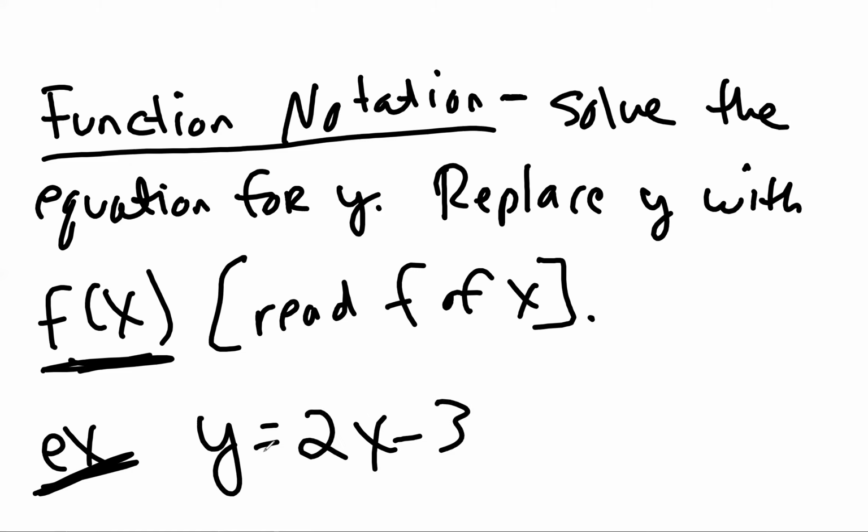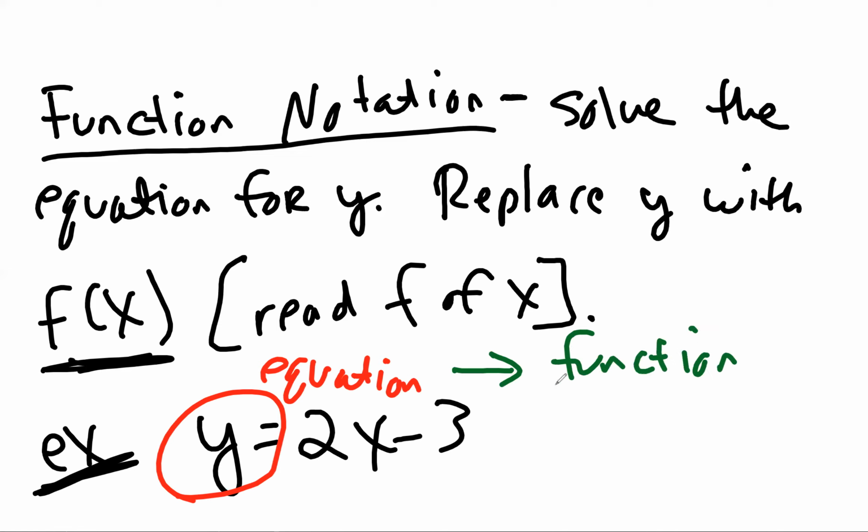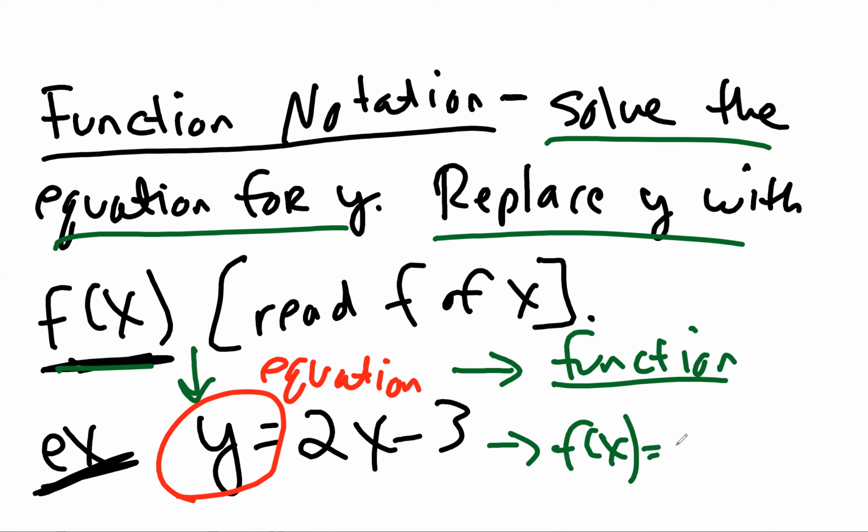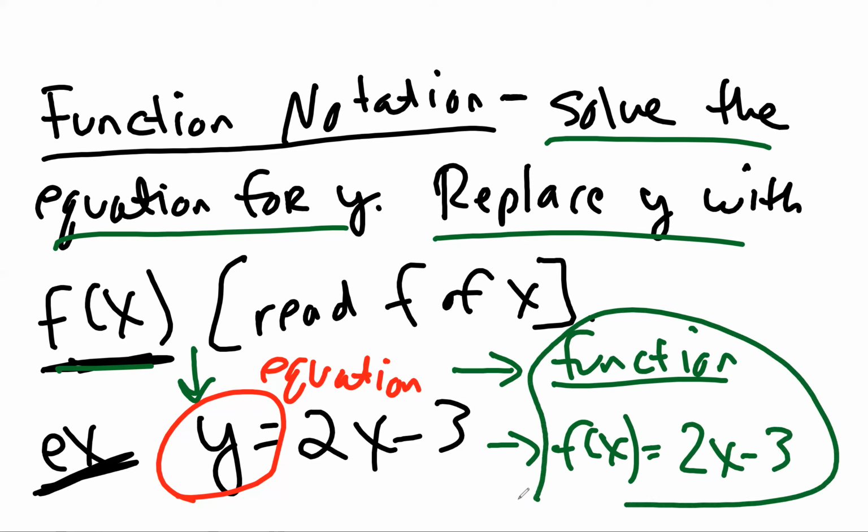Let's say this is an equation because we have y equals. I don't want an equation. I want a function. In order for me to go from an equation to a function, my y equals has to go away. So solve the equation for y. Well, technically that's already been done. Replace y with f of x. So instead of writing y equals, I'm going to write f of x equals. And then this stuff over here, 2x minus 3, doesn't change at all. And bam, just like that, now I have a function. Going from an equation to a function is a piece of cake.